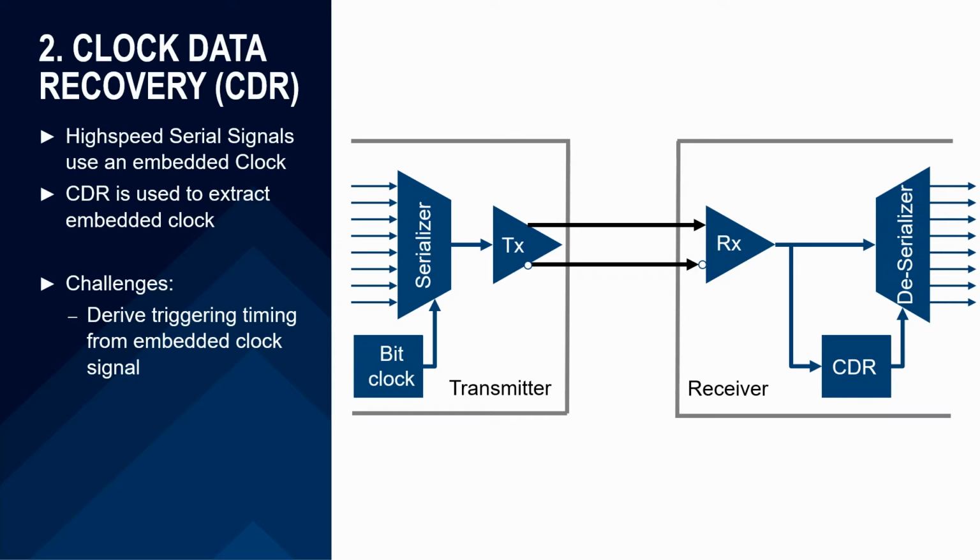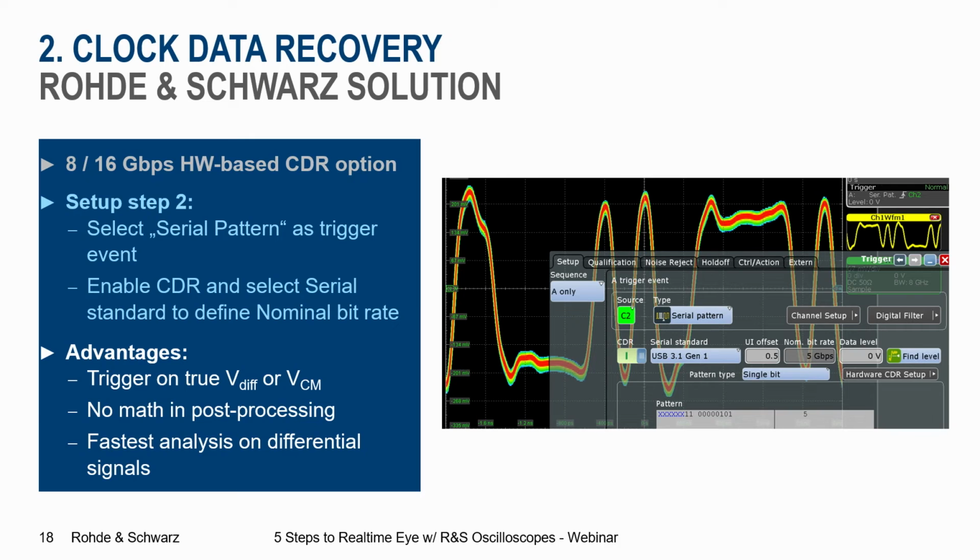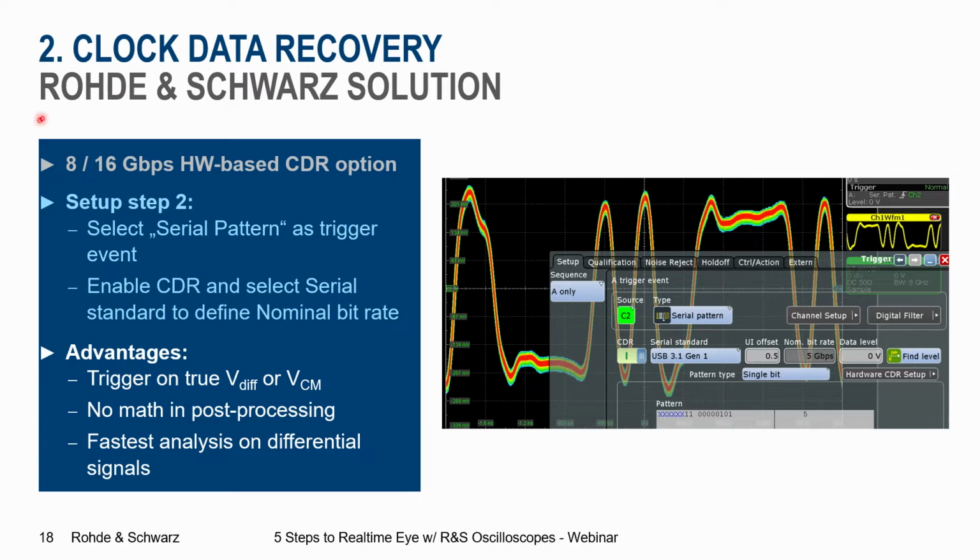So again, here in this picture, just as a reminder, on the receiver side, we have this clock data recovery that extracts the embedded clock signal and takes this as a timing reference. The traditional approach is to do this in the post-processing. The new ROHDE and SCHWARZ approach is to use a clock data recovery in hardware as a trigger reference. So we have two options available.